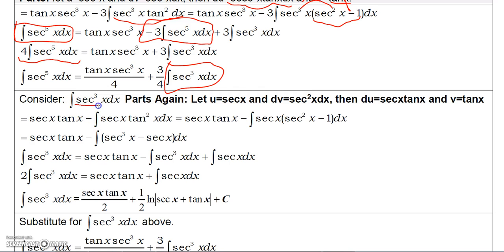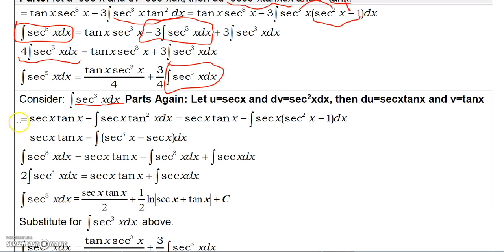This is where it gets nasty, because I have to leave this and go down here and integrate secant cubed x. Here I can let u equal secant x and dv equal secant squared x dx. So again, I'm thinking of this as secant x times secant squared x dx. Then du would be secant x tangent x dx, and when you integrate dv, you get tangent x.